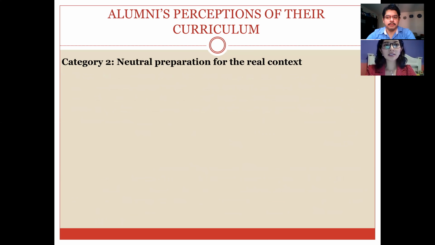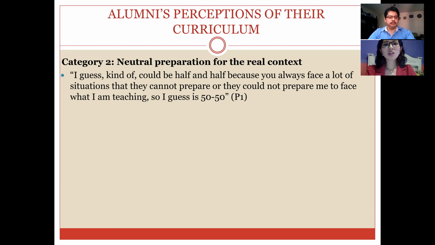The second category is neutral preparation for the real context. In this category, just one participant expressed the following. I guess kind of. Could be half and half because you always face a lot of situations that they cannot prepare me a lot to face. I'm teaching. So I guess it's 50-50.